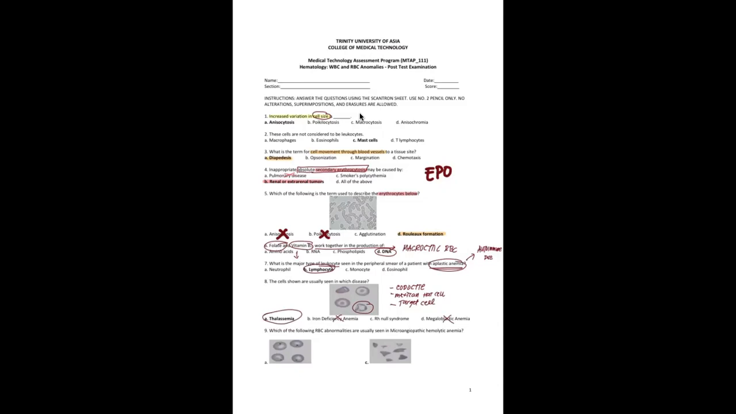Now let's go to number 9. Okay, sabi niya dito, which of the following RBC abnormality is usually seen in microangiopathic hemolytic anemia? Now, first, let us try to identify ano yung mga nakikita niyo sa screen. What you see on the screen is not associated with your microangiopathic anemia. Bakit? Ano itong nakikita nyo? This is Howell-Jolly bodies. And these are DNA. So, hindi yan yun.